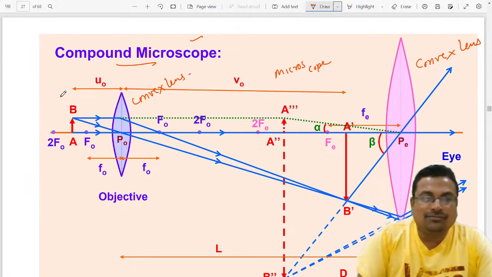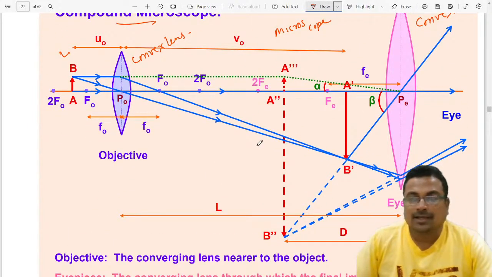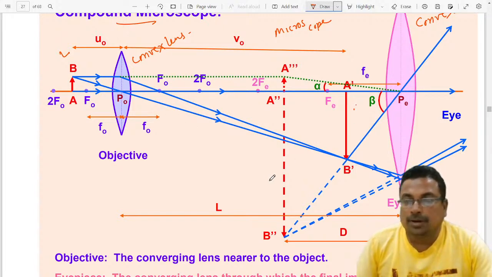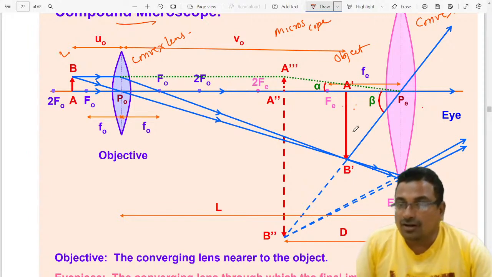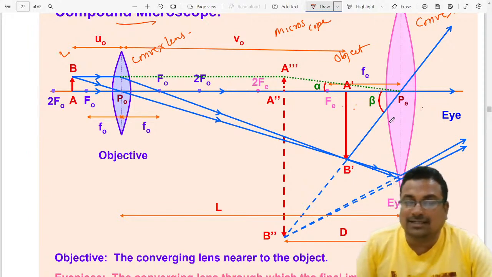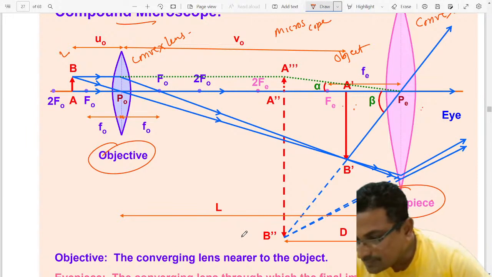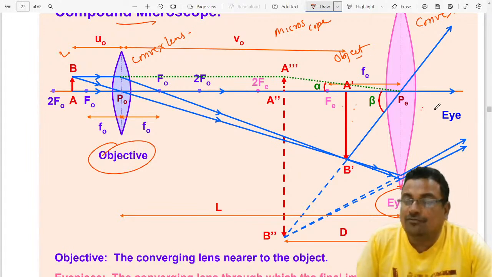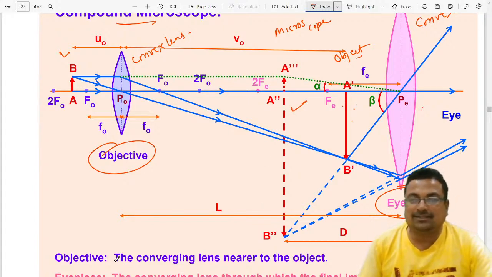So here on the left side we are keeping the object. For that, this image is forming here. This object's image is forming here. But for the second lens, this image becomes an object, and because this image acts as an object for the second lens, that is called the eyepiece. The first lens is called the objective, the second is called the eyepiece. This second image acts as an object and forms a magnified, enlarged image in front of the lens, and that is A dash and B dash.